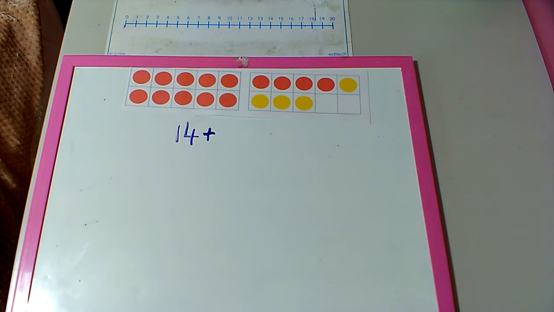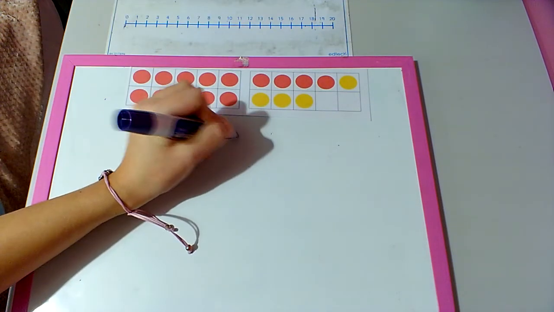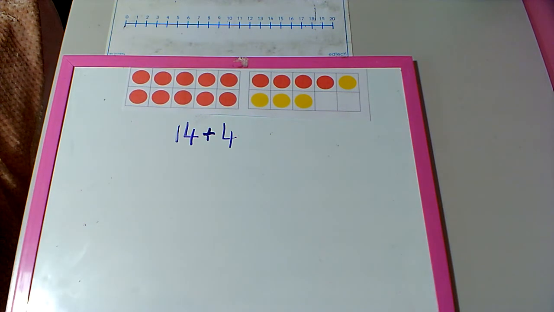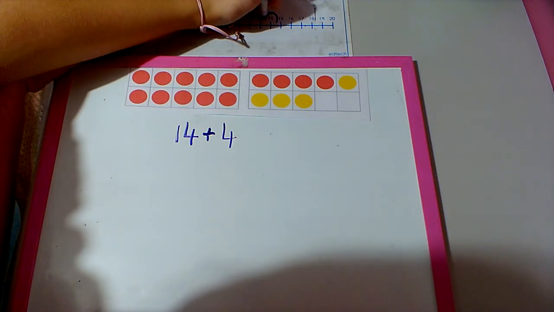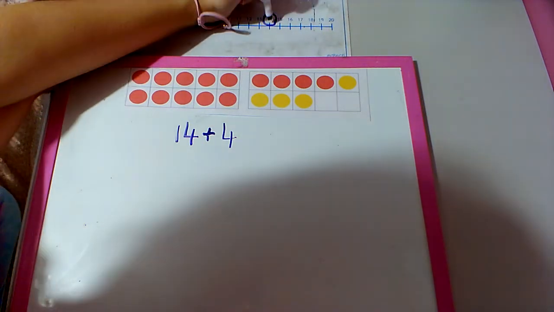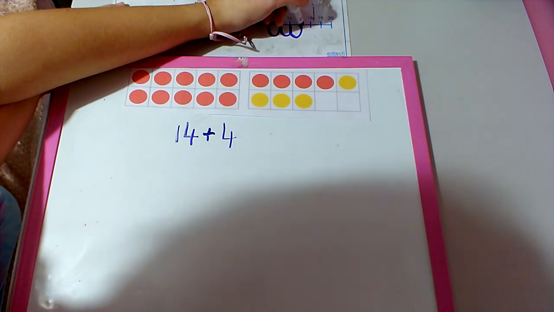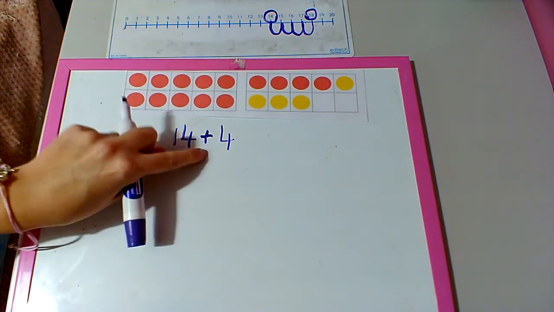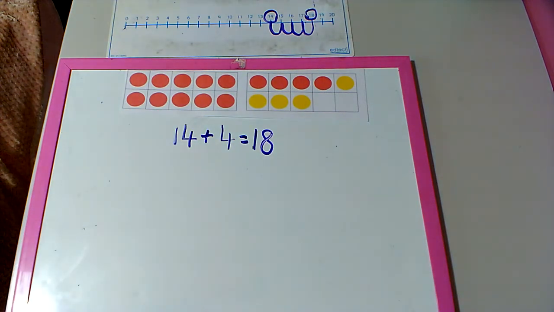Let's add on the yellow counters. So how many yellow counters do we have all together? 1, 2, 3, 4. We have 4 yellow counters. So our addition sentence is 14 add 4. Let's use our number line to add these together. So we're going to find the number 14 and we have to add on 4 steps because remember we're adding on 4. So everybody count with me. 1, 2, 3, 4. We've landed on 18. So 14 add 4 equals 18. Let's put this into our part-whole model.